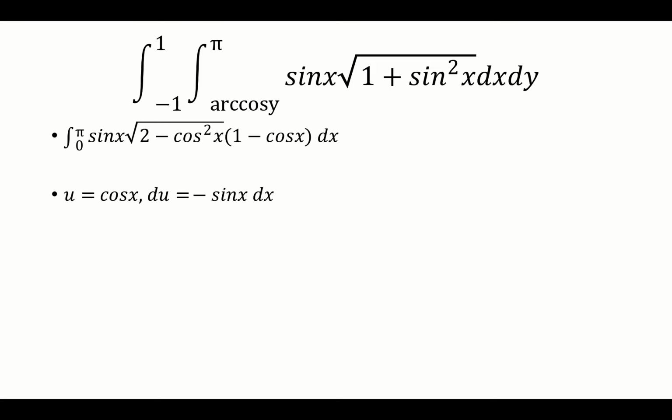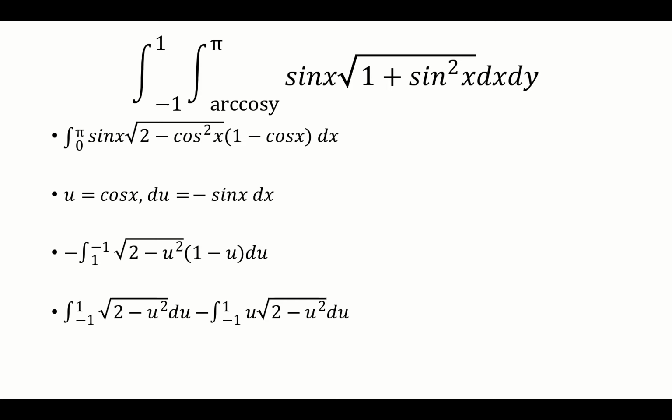So you let u equal cosine x, du is negative sine x dx. So now when x is 0, u is 1. Right, cosine 0 is 1. And then when x is pi, cosine pi is -1. So our limits become 1 to -1. And then sine x dx is just negative du, and that's why I have the negative outside. The square root becomes the square root of 2 minus u squared. And then we'll multiply that by 1 minus u.